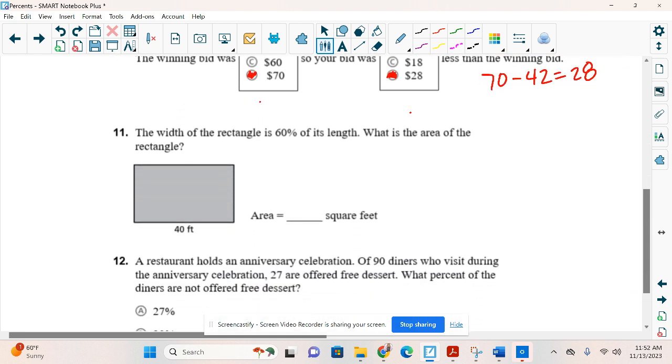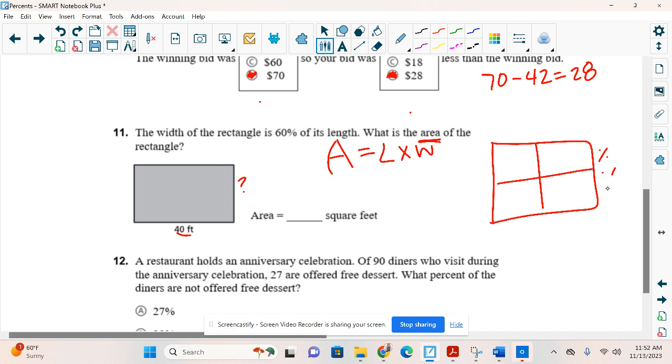Number 11. The width of a rectangle is 60% of its length. What is the area of the rectangle? So we're having to figure out the area. Well, for area, how do I find area? Area equals length times width. Well, I have my length, but do I have my width? No, that's what I'm having to find. And it's telling me it's 60% of the 40. So we have to put it in a ratio. We have to put it in a percent box.